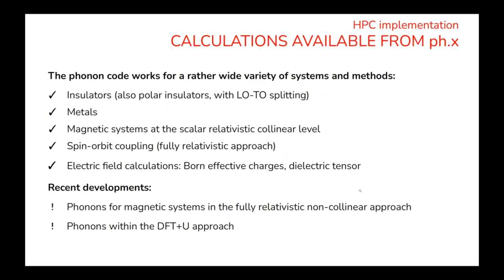So before I stop, I would like to show you this last slide, some, let's say, capabilities of the phonon code. The phonon code works for a rather wide variety of systems and methods. It can be applied to insulators, also polar insulators with longitudinal optical transverse optical splitting, LO-TO, that Professor Janowski explained in the morning, earlier today. Also, it can be applied for metallic systems, but also magnetic systems at the scalar relativistic collinear level. Spin-orbit coupling also can be included. For this, we need fully relativistic pseudopotentials.